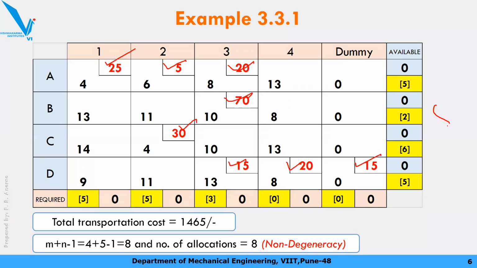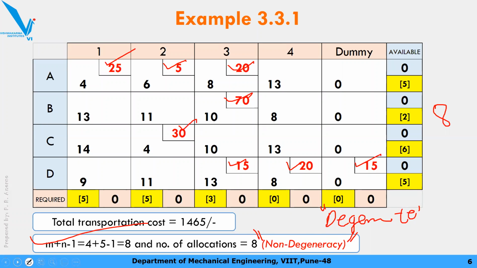So we have done 8 allocations, and m plus n minus 1 is also 8. So we are dealing with the case of non-degeneracy. That means there is no issue. We can proceed with the optimality check. If the problem gets degenerated, we cannot perform the optimality check. Okay, we need to treat it in a different way.